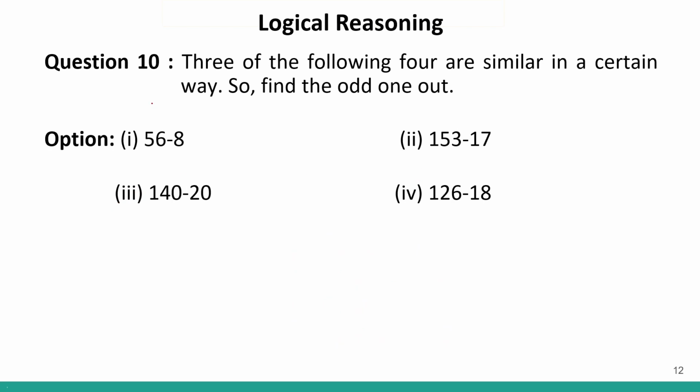Now, question number 10. In question number 10, I can see that 56 and 8, how are they related? Basically, 8 7 times will give me 56. If I look at 20 and 140, I can say that 20 7 times will give me 140. Correct? If I look over here, 18 7 times will give me what?